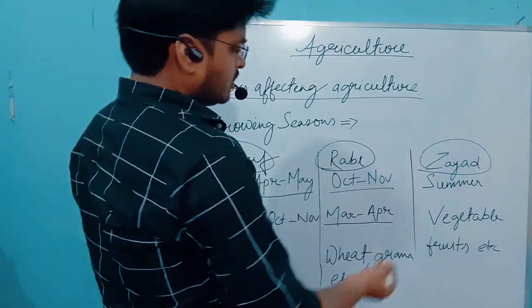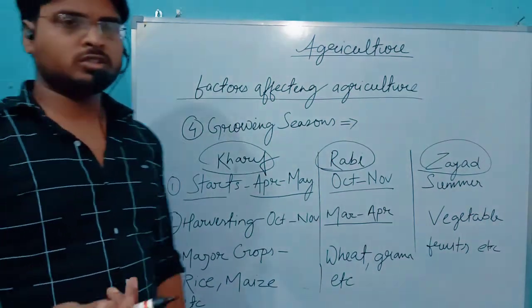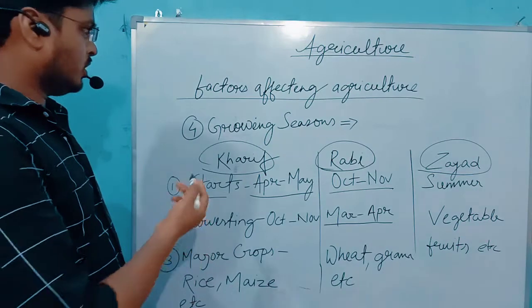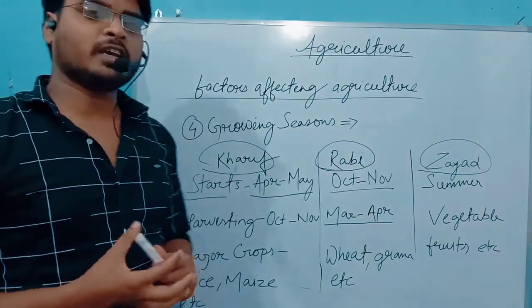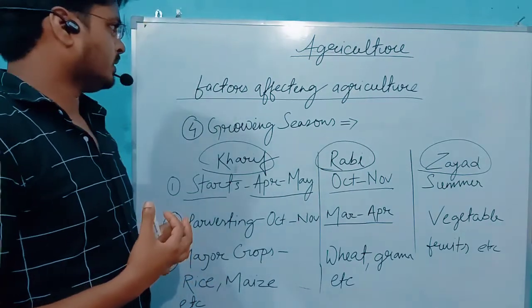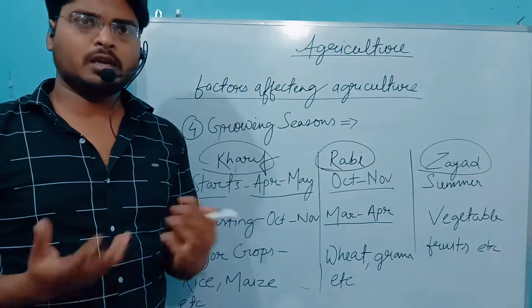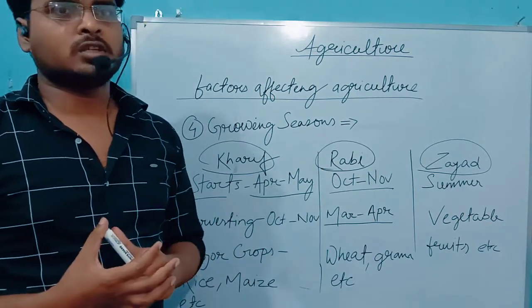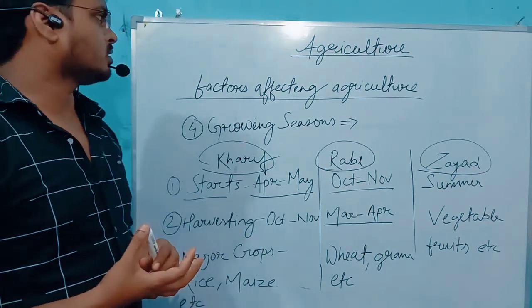Zaid season is mostly the summer season in which vegetables, fruits, nuts, pulses are grown. So these are the three important growing seasons, and these are the factors which affect agriculture. Apart from these factors, some more factors are also important, like labor, government policies, transport facilities. These are the important things which affect agriculture.